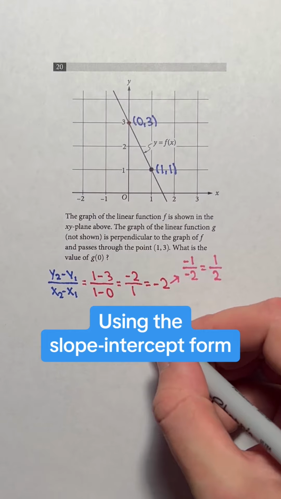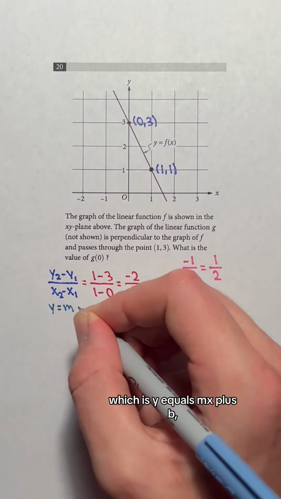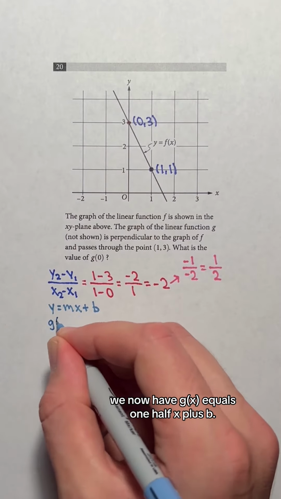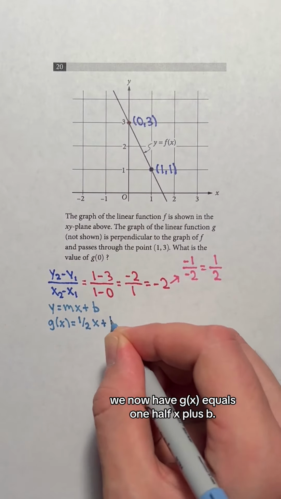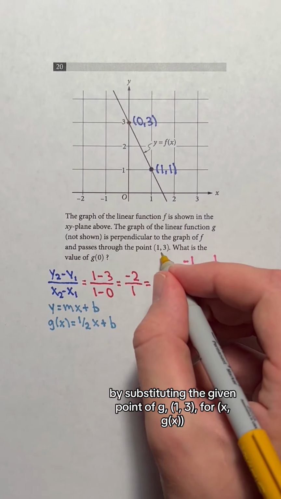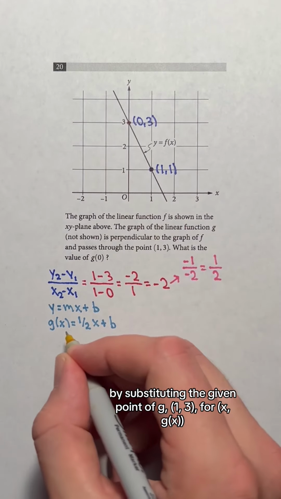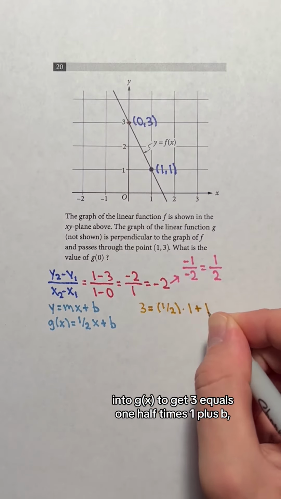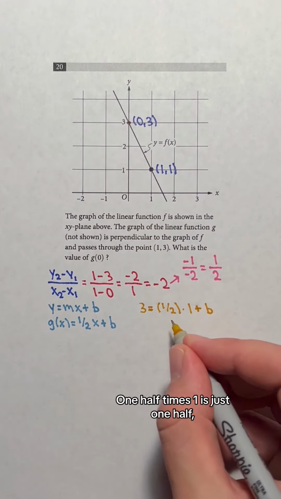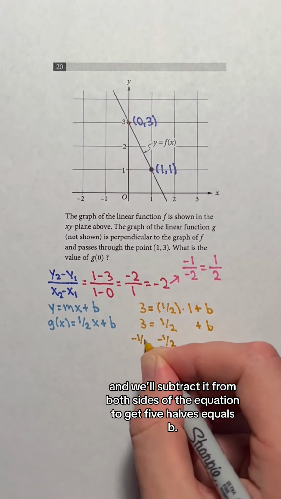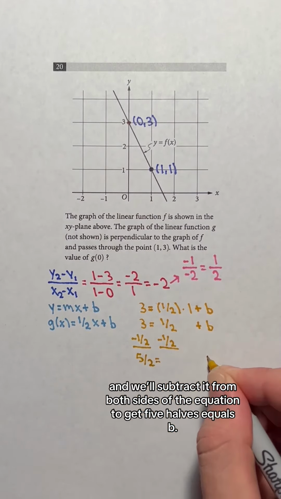Using the slope-intercept form of a linear equation, which is y equals mx plus b, where m is the slope and b is the y-intercept, we now have g(x) equals 1 half x plus b. Next, we need to find the y-intercept of g by substituting the given point of g, (1, 3), into g(x) to get 3 equals 1 half times 1 plus b, and then we can solve for b. 1 half times 1 is just 1 half. And we'll subtract it from both sides of the equation to get 5 halves equals b.